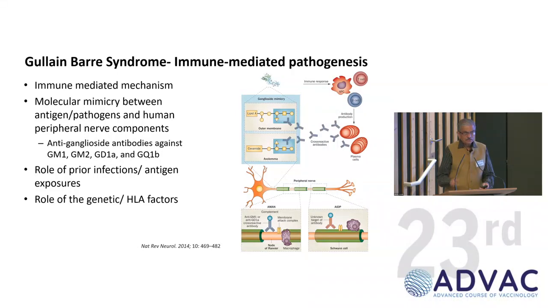I think a paper published four or six weeks ago shows that with Zika virus, GBS can occur. In fact, the GBS which occurs following Zika virus progresses very rapidly and is a much more severe disease. And again, the mechanism is suggested to be molecular mimicry. So these cross-reactive antibodies are there against the Schwann cell.